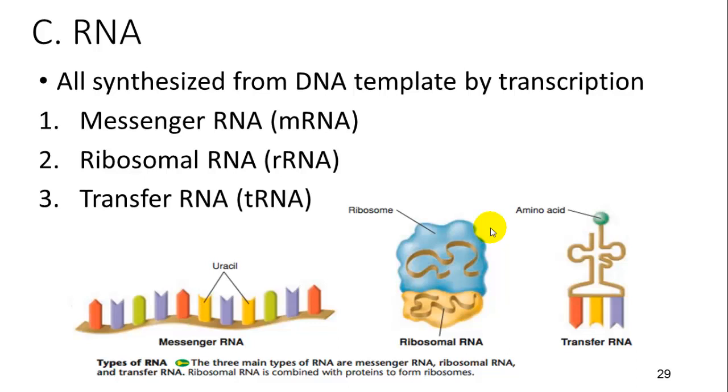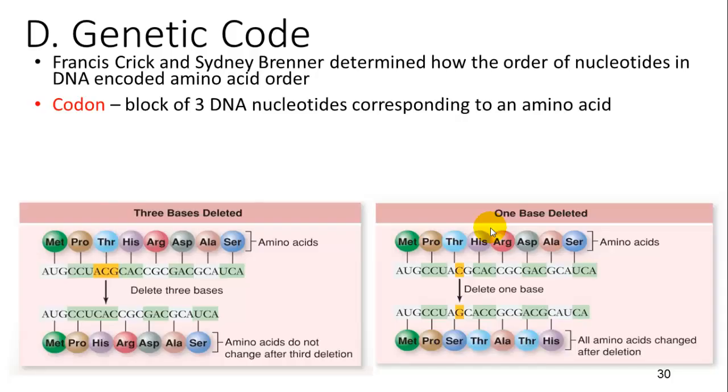So, we've talked about RNA before. There are 3 different types. There are actually more types than this, but these are the 3 main types: messenger RNA, ribosomal RNA, and transfer RNA. Each of them is important for transcription and translation. All of them are also synthesized from the DNA as well. So by reading the DNA, you can make each of these.